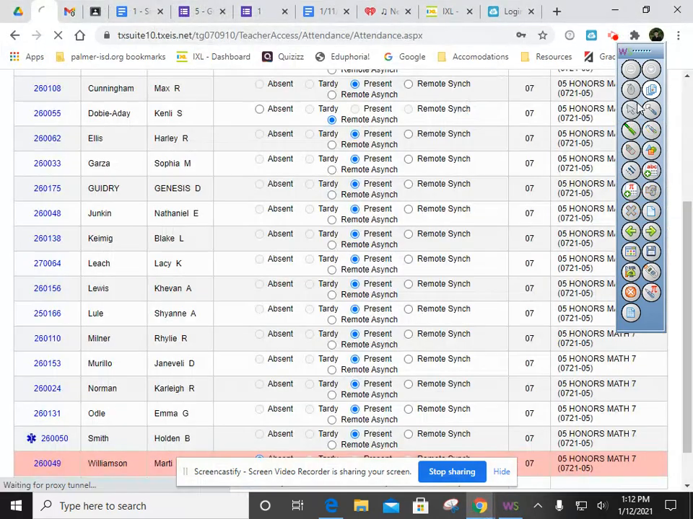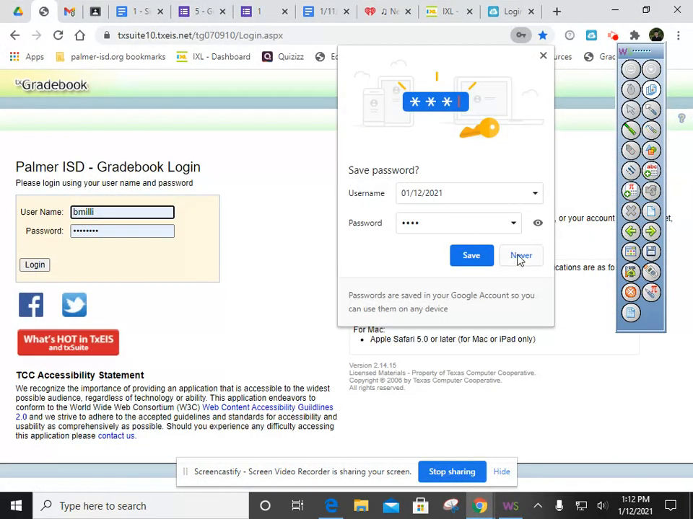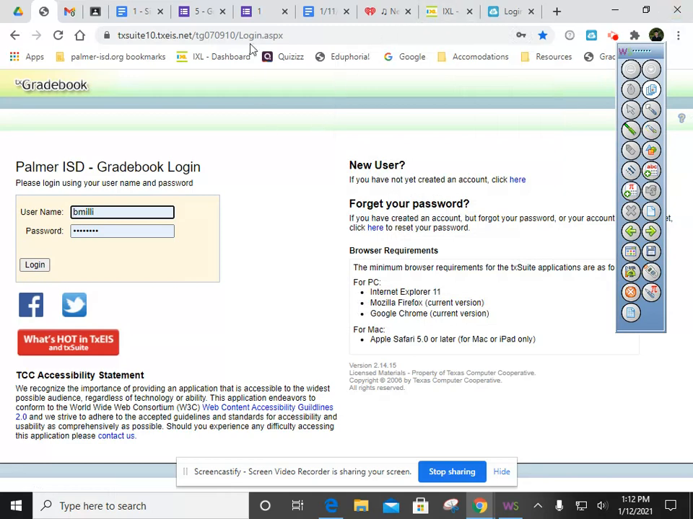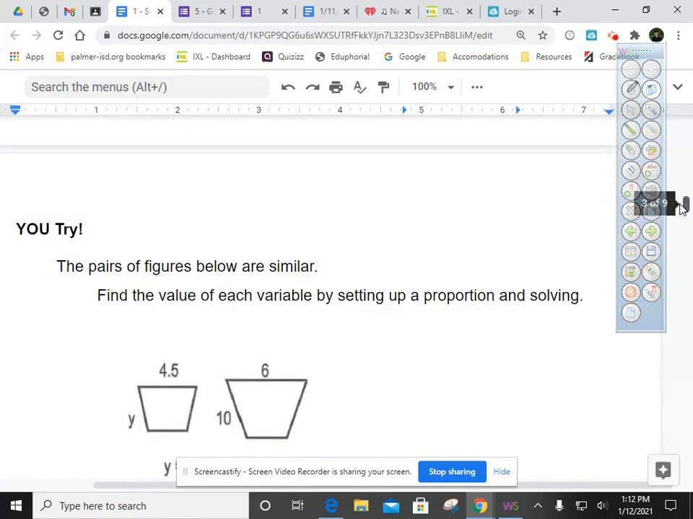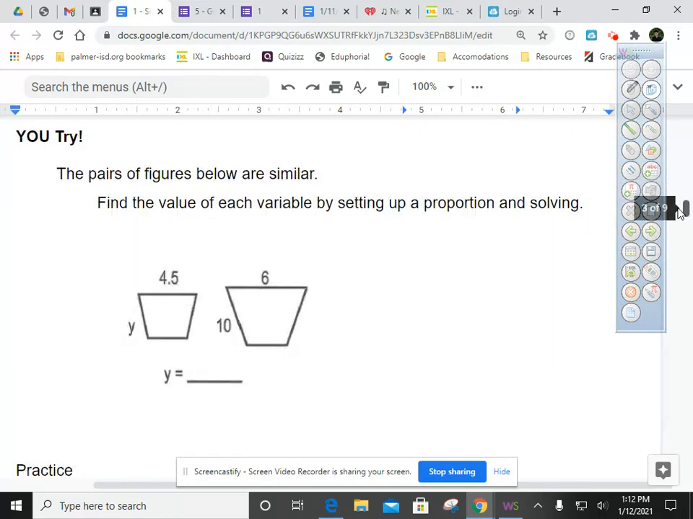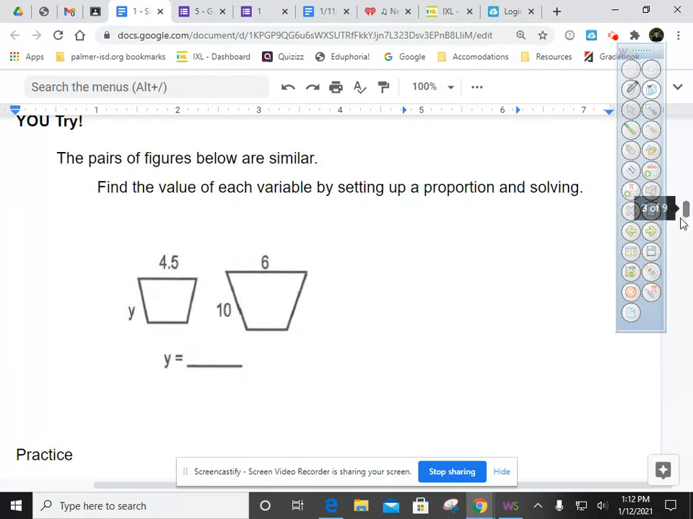Oh my gosh, yes, I want to leave. Okay. Next page, you try. Some of these are so super easy, you're going to be like, really, Miss Milliken? Come on now.